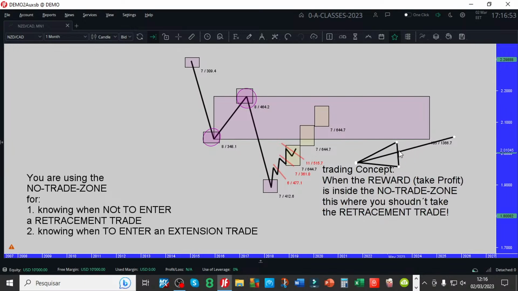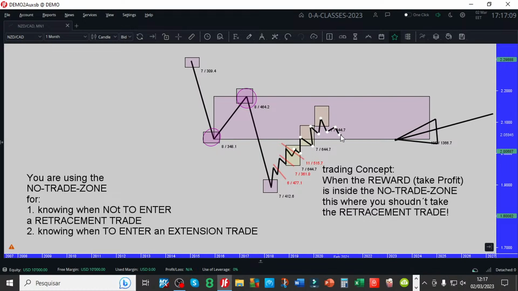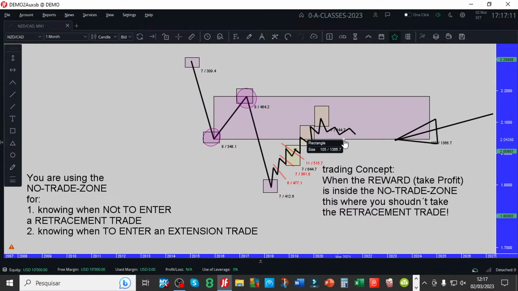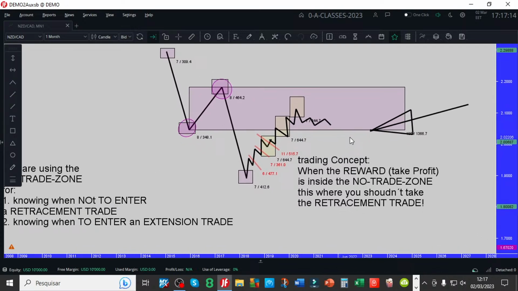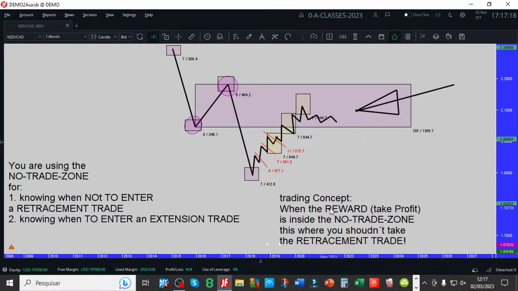Okay, now. You are using the no trade zone for knowing when not to enter a retracement trade. Check on this one. Now, the market makes higher highs, higher lows, higher highs, higher lows, and then reverses inside the no trade zone. Now, if you are going to enter shorting the market in a no trade zone, risk less.